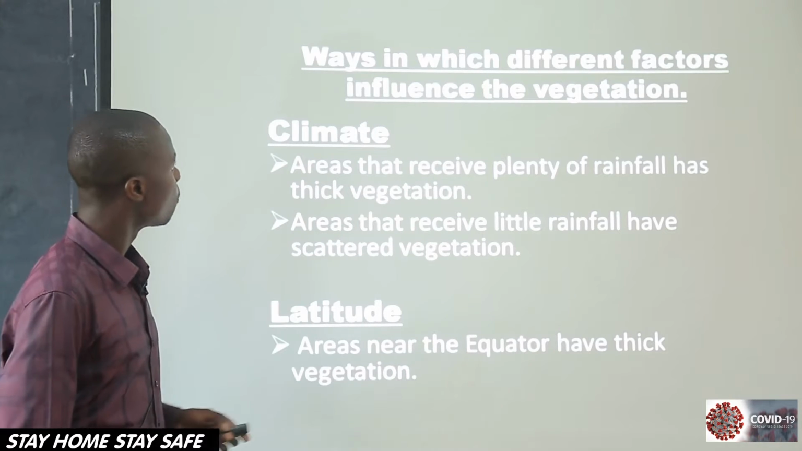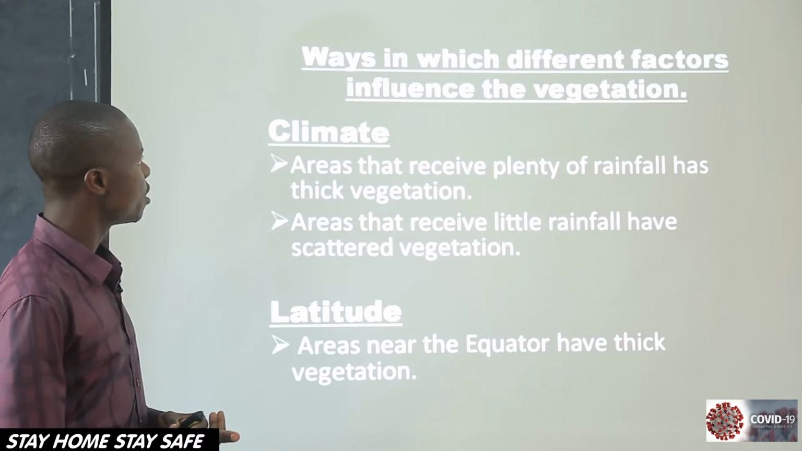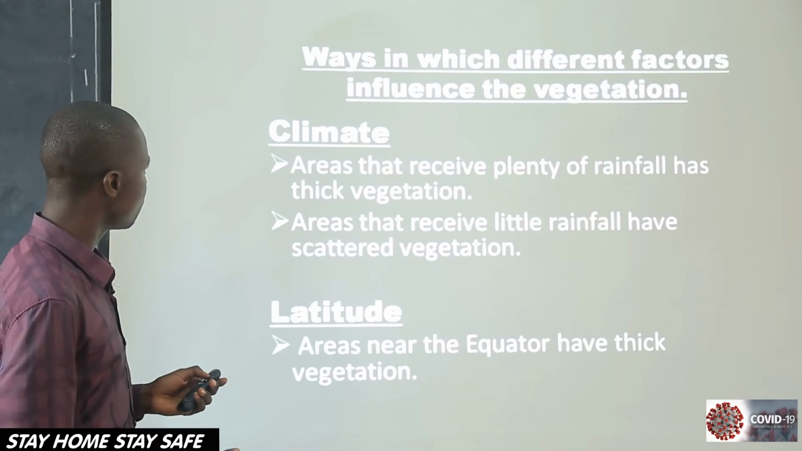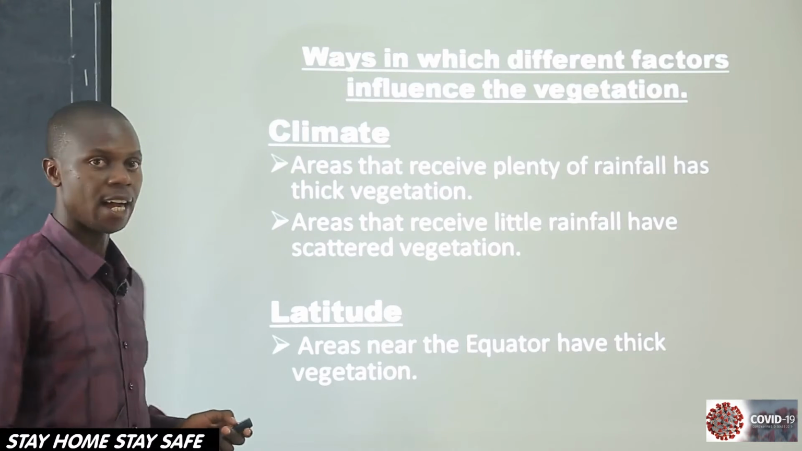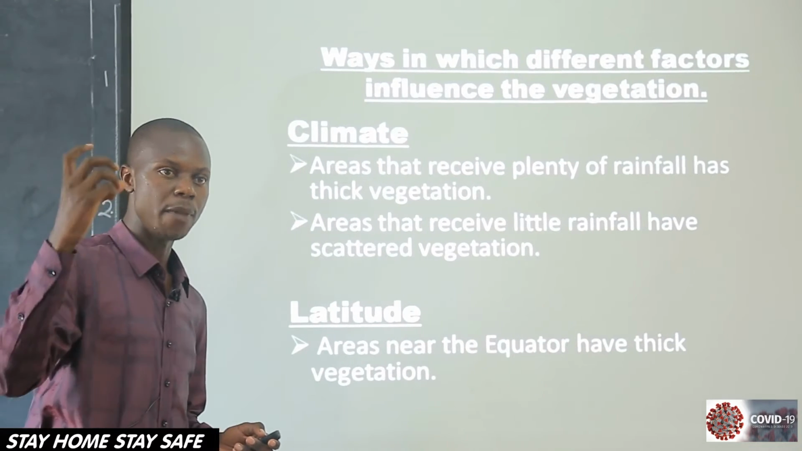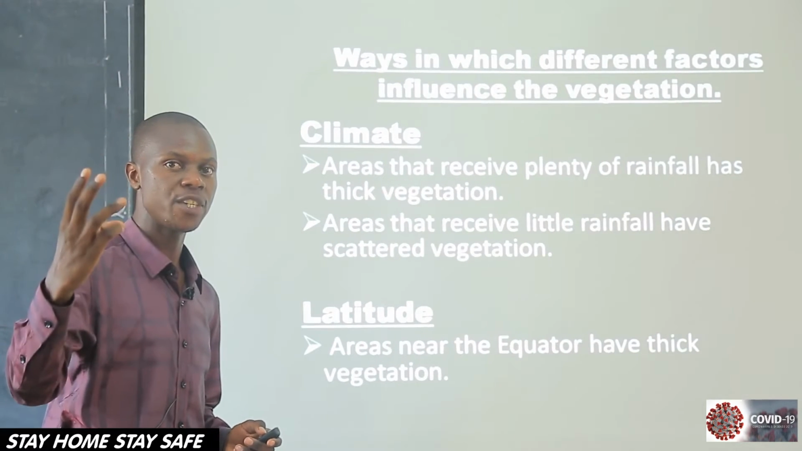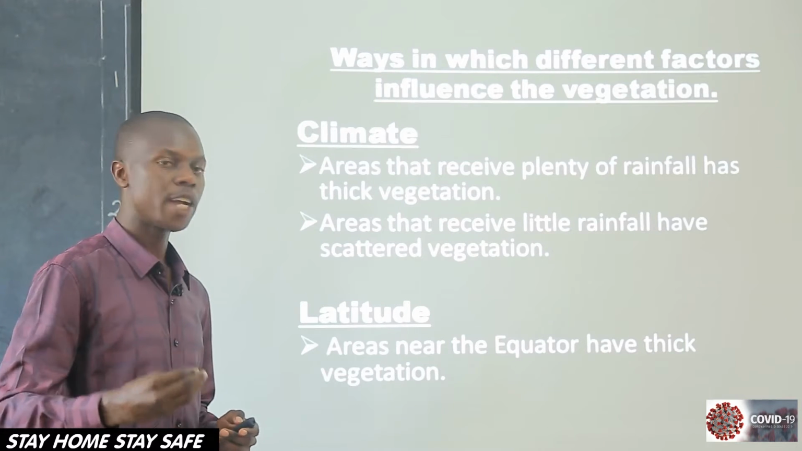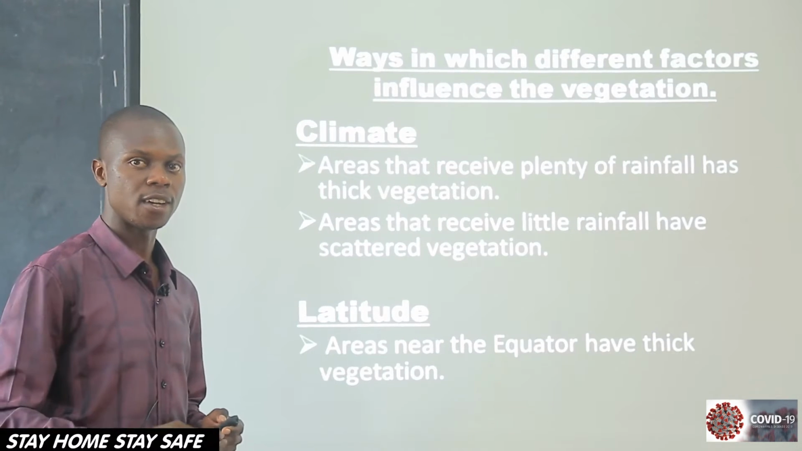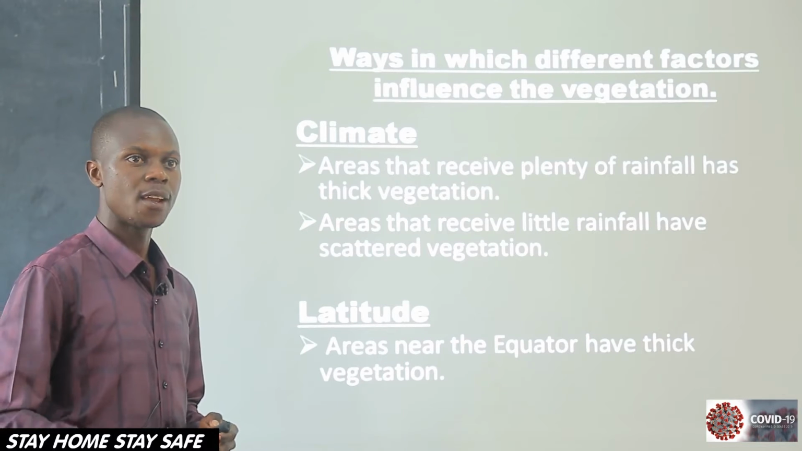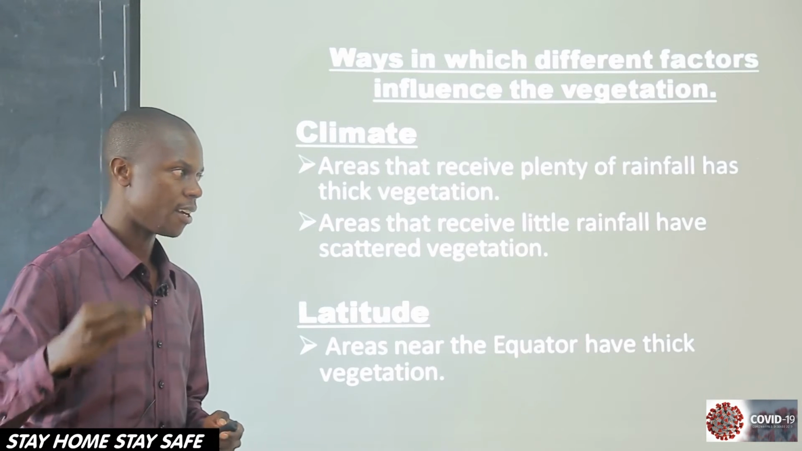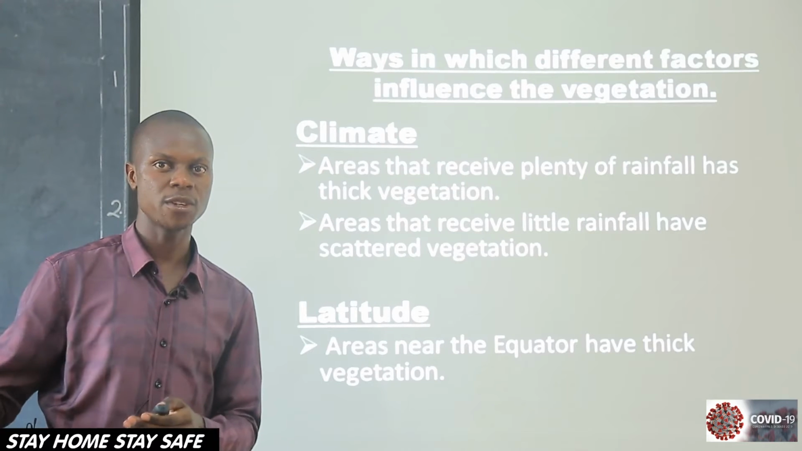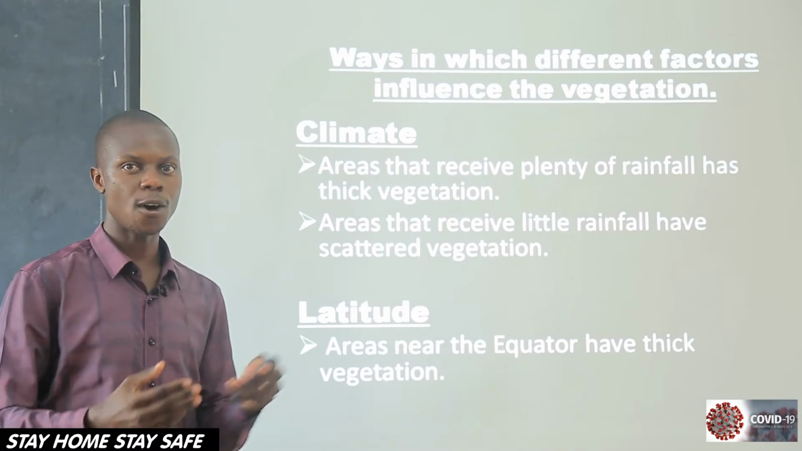So we are going to look at the ways in which different factors influence the vegetation. Starting with the climate, remember, climate means majorly two things: temperature and rainfall. In this case, we are going to majorly focus on the rainfall. I want to quickly ask you, when you're living in an area that experiences a lot of rainfall, what happens with the vegetation there? Is it always thick or scattered?